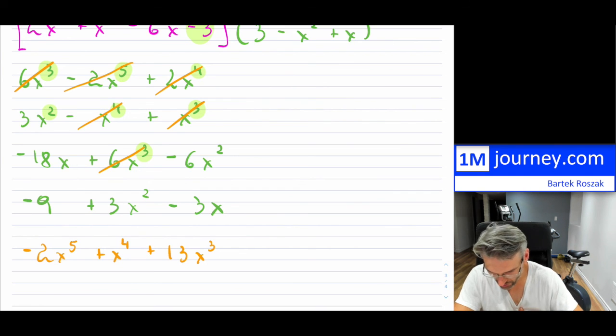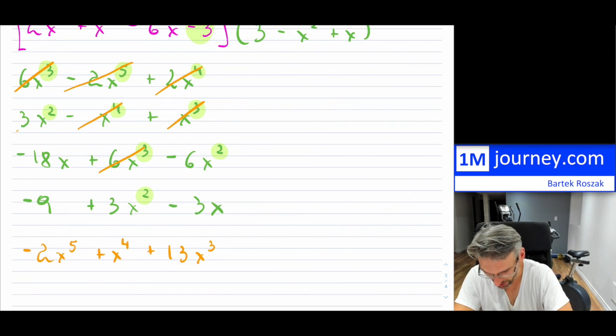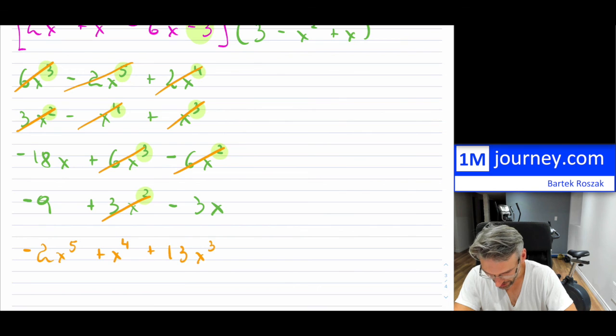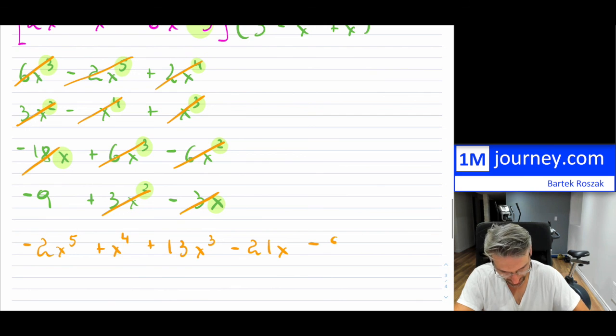Now x squared. All right, so here's an x squared, here's an x squared, and then here's an x squared. So we have 3 minus 6 is minus 3, and then plus 6. All right, so that one actually disappears on us. So that's one less. And then finally, we have our x and our x. Both are negative there. So negative 18 minus 3, so minus 21x. That's gone. And then finally minus 9.